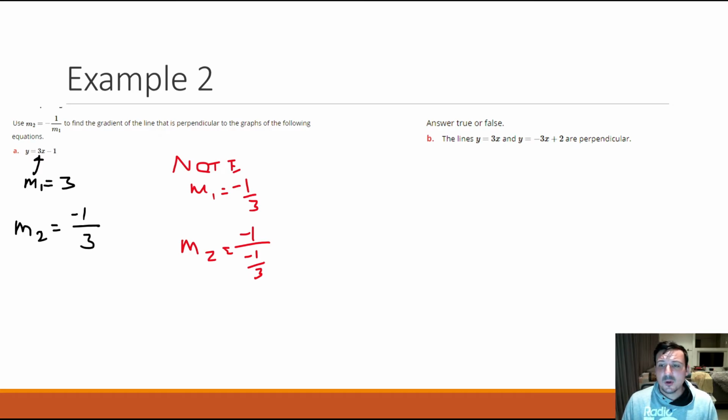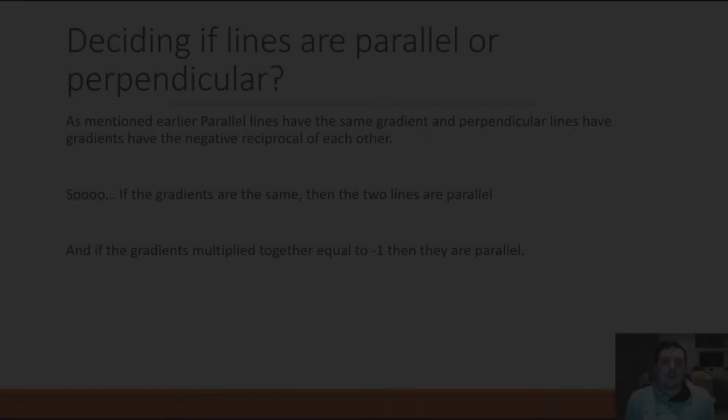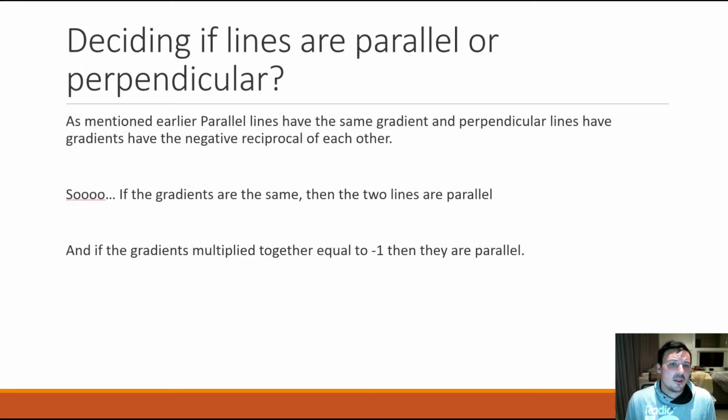The second part of the problem is answer true or false. The lines y equals 3x and y equals negative 3x plus 2 are perpendicular. So we want to prove that. We're going to substitute: we're going to say this is m1 and this is m2. So we're going to say negative 3 equals 1 over 3, which is a false statement because negative 3 is not equal to 1/3.